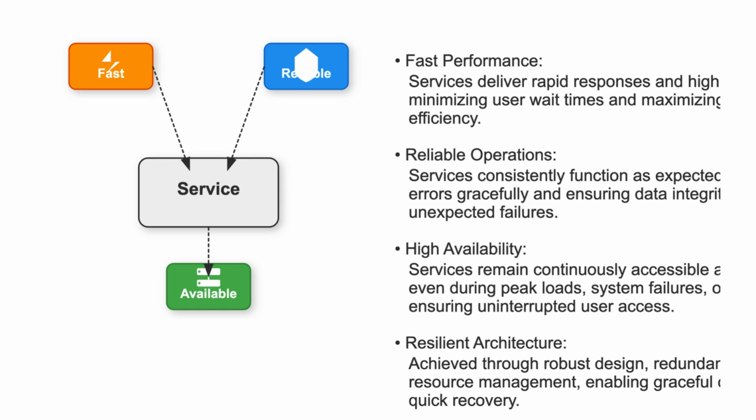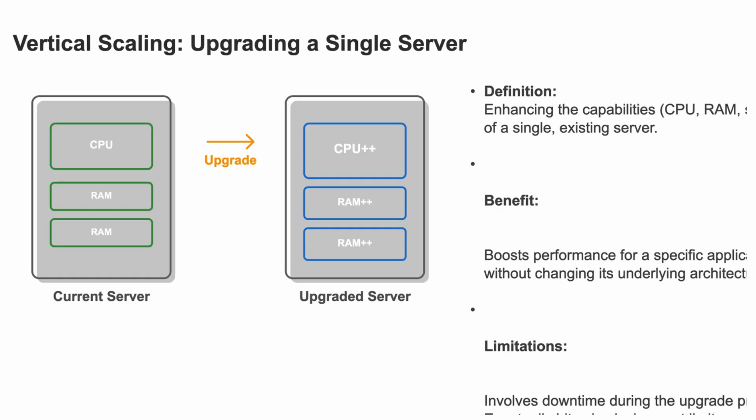Think of it this way. If your car isn't fast enough, you could swap out its engine for a more powerful one. That's vertical scaling. You're improving the existing unit. In the server world, this means taking your current server and giving it more CPU cores, more gigabytes of memory, or upgrading its network interface card. It's about increasing the resources of a single machine.